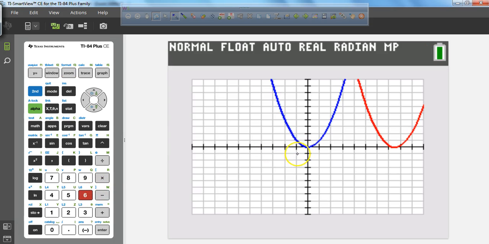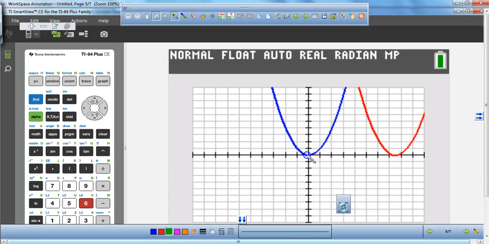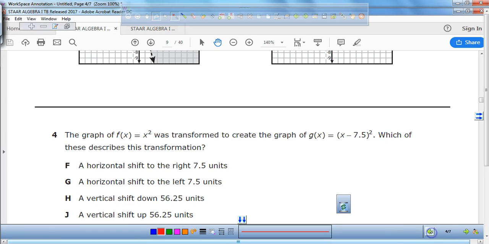Let's take a look at these. Okay. Well, this one, there's the vertex. That's the vertex of the parabola. Okay. And then right here, this is the new vertex of our new parabola. So this is, just so you guys know, this represents f of x. And this graph right here represents g of x. Okay. So what happened there? It looked like it went over 1, 2, 3, 4, 5, 6, 7 and a half. So it went to the right 7.5 units.